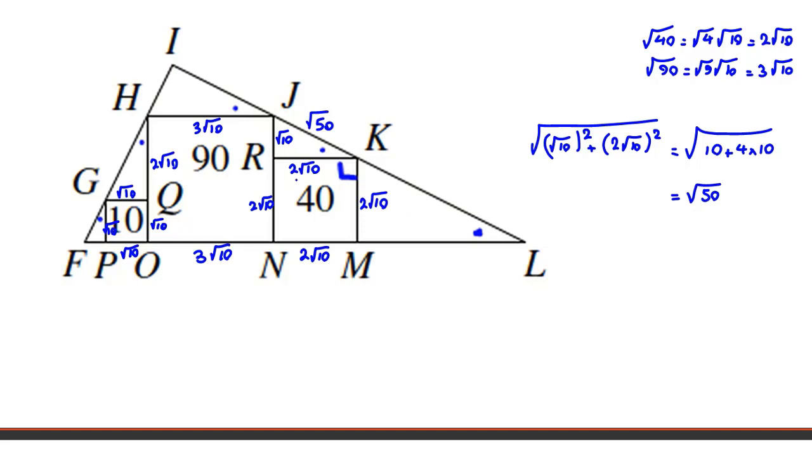So it is twice this. So when it is 2 root 10, it will be what? 4 root 10. So we found this here. It is 3 root 10. So the ratio of this one, let me do something.